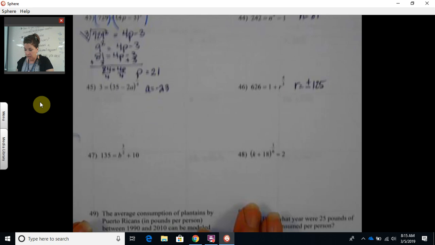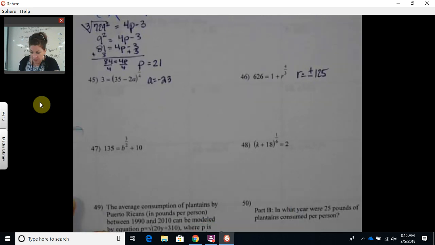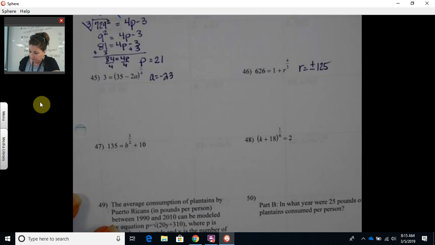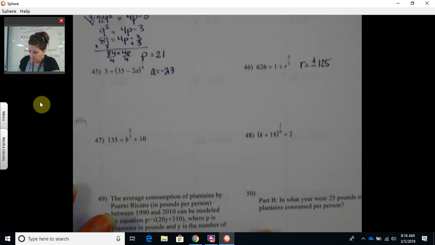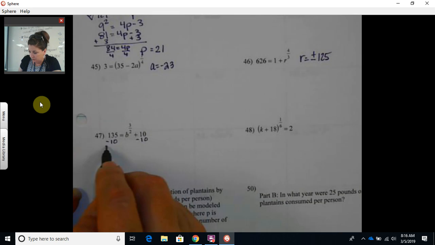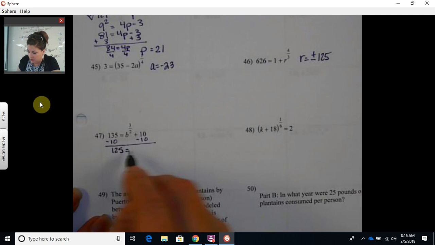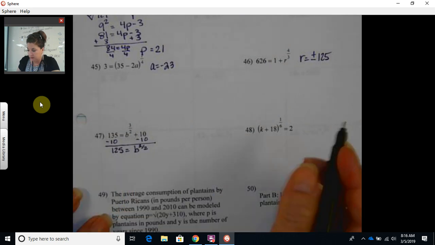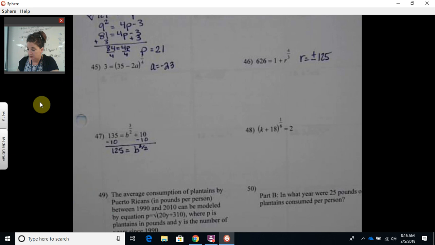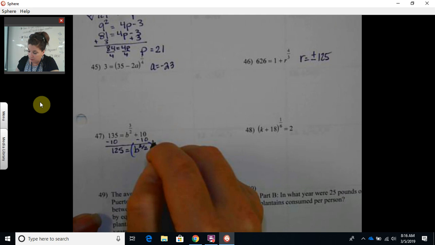I'll do 47 with you. So on this one, what do you think you do first? Subtract 10 from both sides. So you have 125 equals b to the 3/2. Then what do you think you do? Multiply both sides, or not multiply, raise both sides to the reciprocal. So raise both sides to the 2/3.